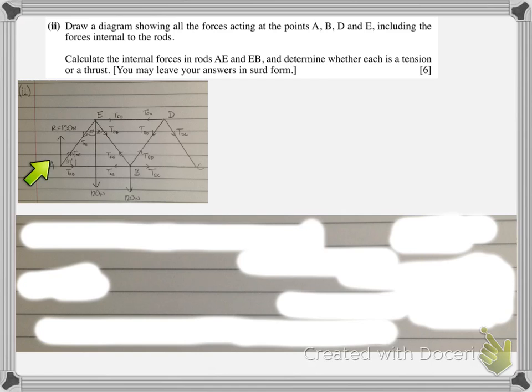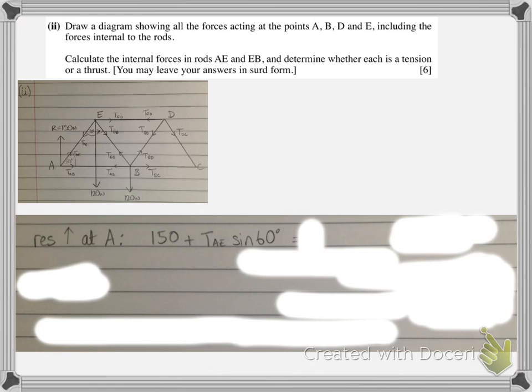So I'm going to go ahead with it in the way that I've drawn it here. I'm resolving vertically at A, and I've got my 150 newtons upwards, and I've got the component of this force, so that's tension in AE sine 60 is the vertical component, and then going downwards I've got 0 because there are no arrows pointing downwards on my diagram.